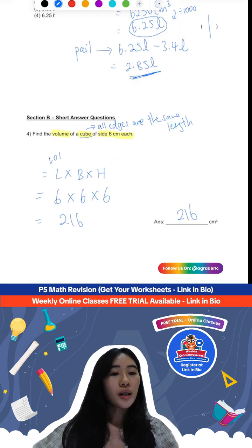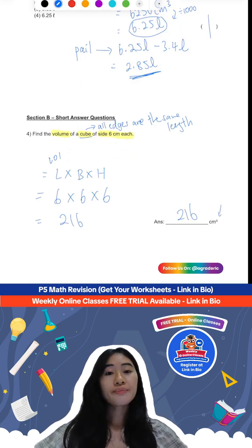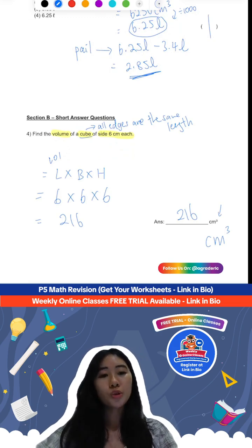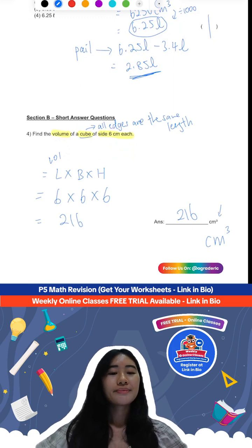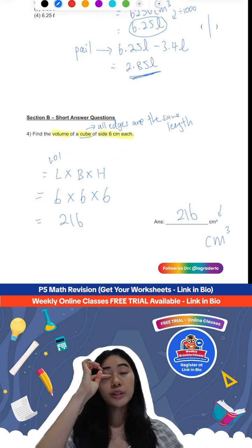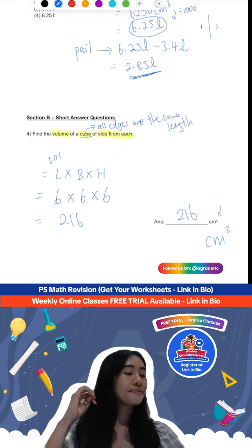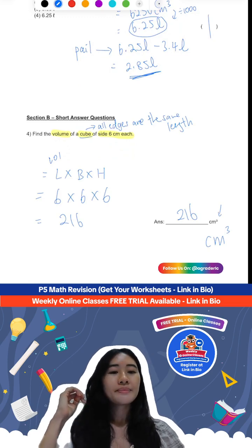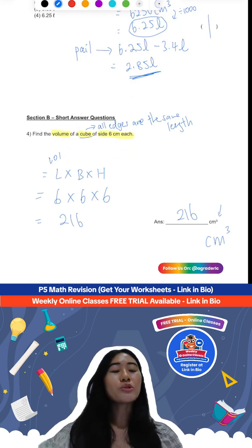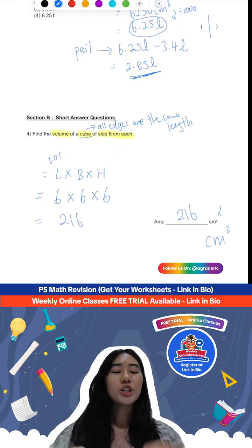So the unit is cm cube. Okay, so Kiki, you're saying for volume, the unit is cm cube. That's correct. For area, it is cm square. Yes, that's correct. So make sure you write down the correct units when it is problem sums. But since this is section B, you don't need to write out your own units. It's already provided for you. But just take note.